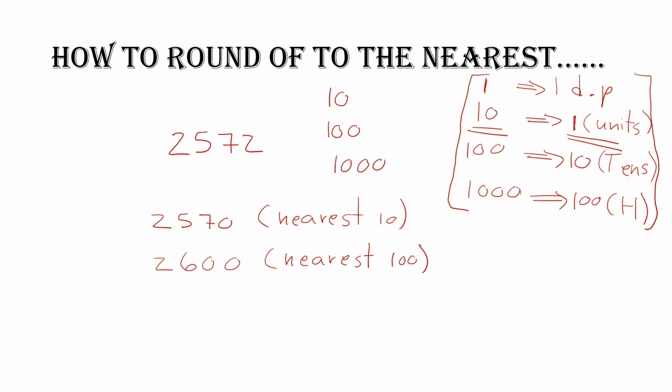Now if I have to round off to the nearest 1,000, this is my 1,000, so I pay attention to the value before the 1,000, which is the 100. My critical value will be the 5 here. And this is 5, not greater but 5. If it's 5, remember we have to add 1, and everything after becomes 0. So 2,572 rounded off to the nearest 1,000 is actually 3,000.